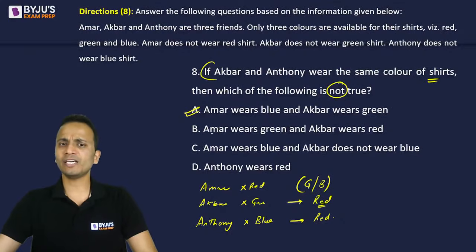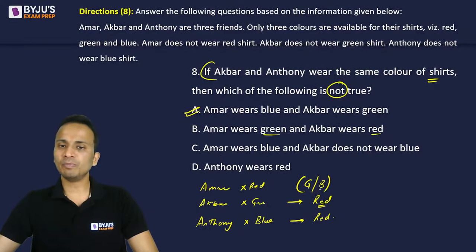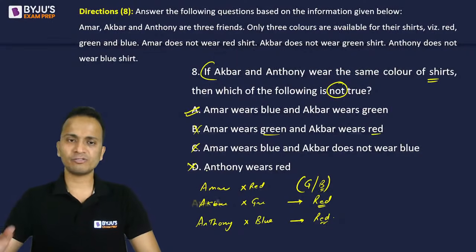Let's check the other options as well. Option B, Amar wears green. Amar can wear green, yes, and Akbar wears red. Yes, this can be true. C, Amar wears blue. Yes, Amar can wear blue and Akbar does not wear blue. Yes, this is also true. Hence not the answer. Anthony wears red. This is true and hence not the answer. So the correct answer for this question is option A.